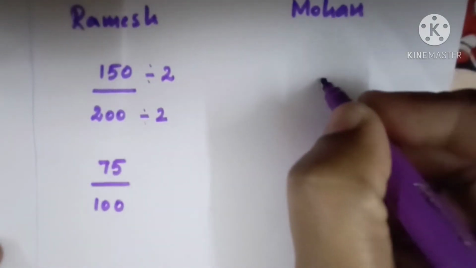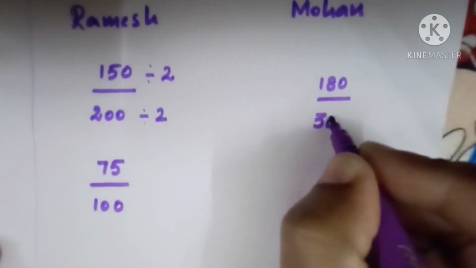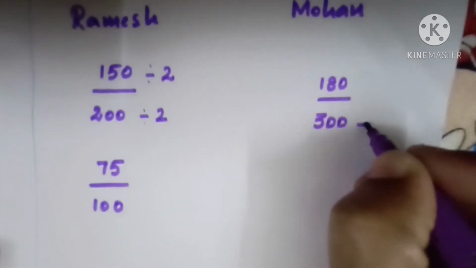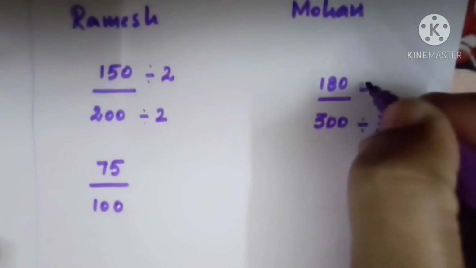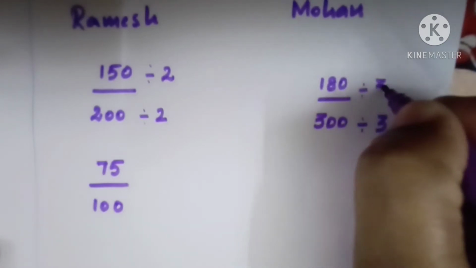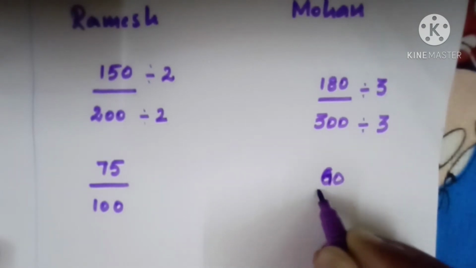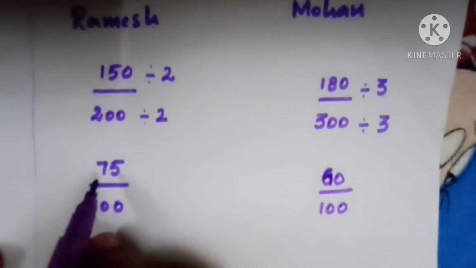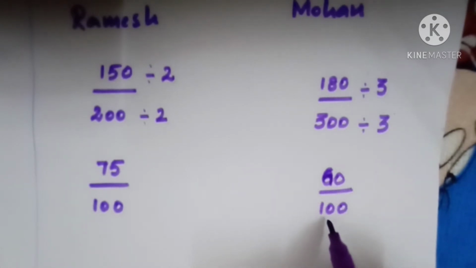And Mohan's marks, 180 out of 300. We convert the denominator to 100. So we have to divide 300 by 3. So we have to divide the numerator also by 3. We get 60 out of 100. So 75 out of 100 and 60 out of 100.